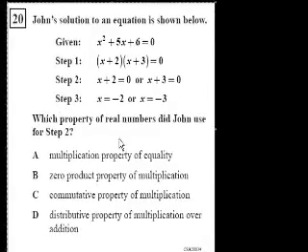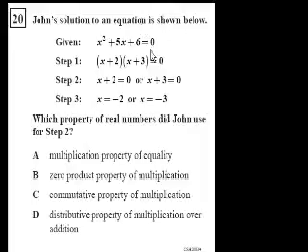Okay, this is one of those where we have to pinpoint the incorrect step. John's solution to an equation is given below. Which property of real numbers did John use for step 2? Okay, so we don't even have to look at step 1. We just have to say, okay, how did he get from there to there?